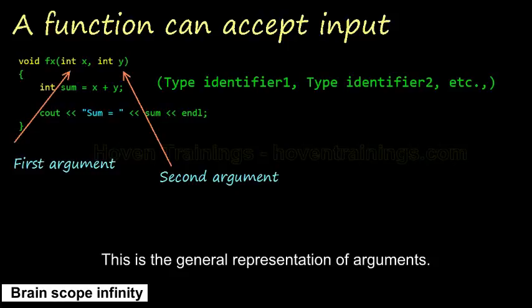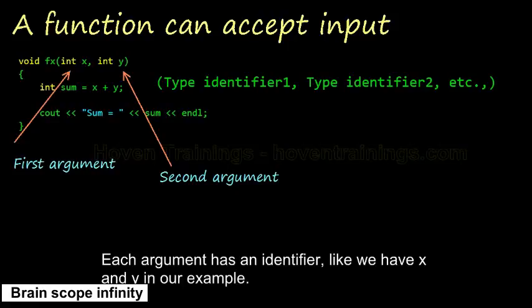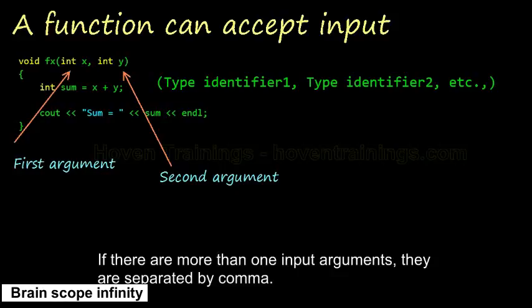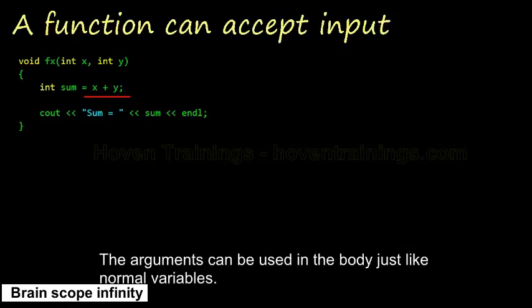This is the general representation of arguments. Each argument has an identifier, like we have x and y in our example. If there is more than one input argument, they are separated by commas. The arguments can be used in the body just like normal variables.